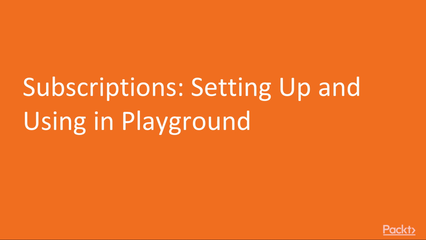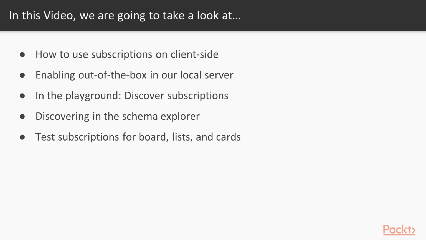Before coding anything or integrating anything into our existing client, we will now set up subscriptions and use them in the playground. We will talk about how to use subscriptions on the client side in general again. And we can use the subscriptions with our local server because they are enabled out of the box. In the playground, we will discover the subscriptions. First, we will look into the Schema Explorer and find out what possibilities we have. Then, we will try out subscriptions by running them for board, list and cards. And of course, we can use our existing client to trigger these subscriptions by changing anything on our board. So let's directly jump into the playground.